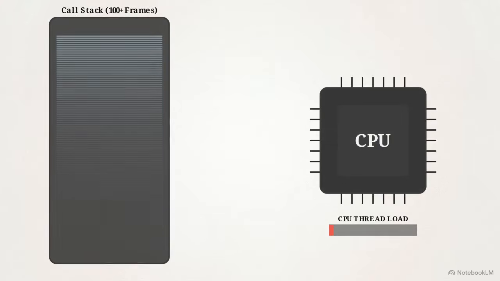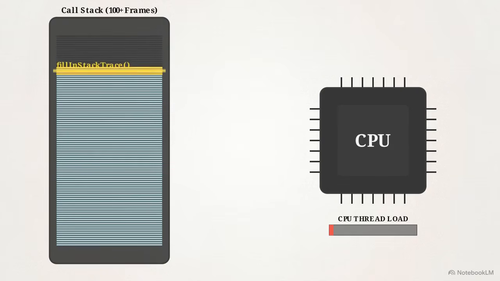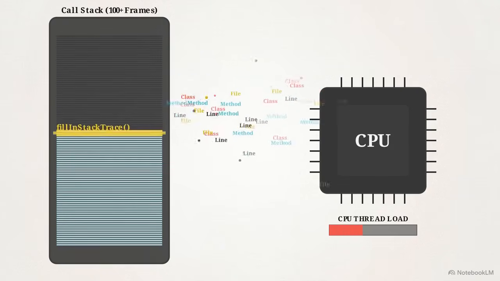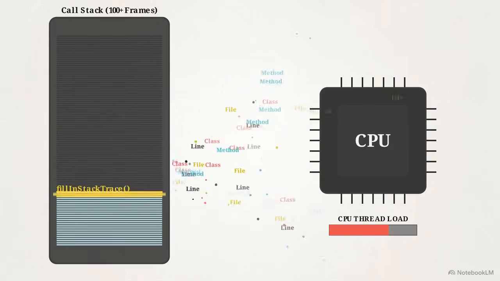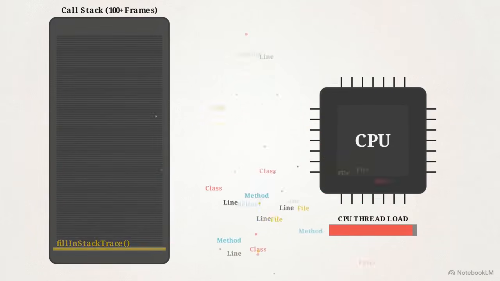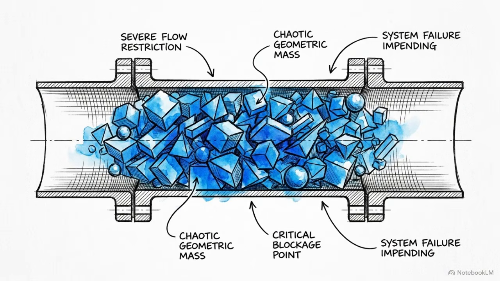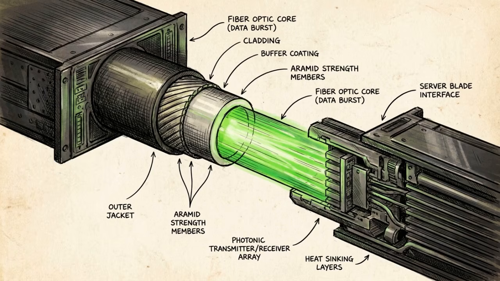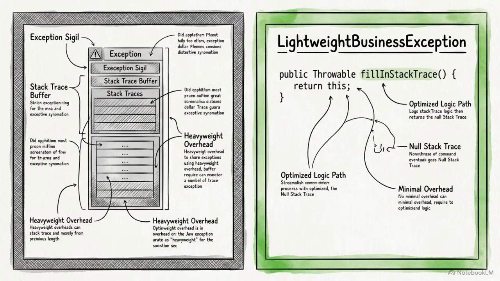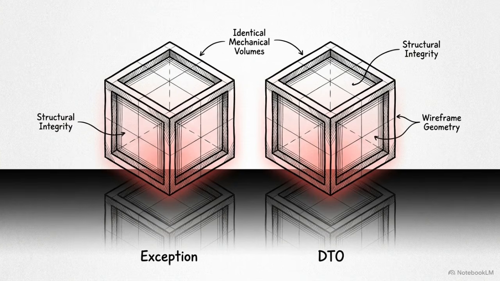In frameworks like Spring Boot, stack depths regularly exceed 100 frames due to proxy interceptions. This scanner illustrates the heavy CPU cost of extracting data from every single one of those layers. This massive stack walk pollutes the execution pipeline, turning routine business logic into a major performance bottleneck. To solve this, senior engineers design high-performance, lightweight business exceptions for internal signaling. By overriding fillInStackTrace to instantly return this, as shown on the right, you disable the stack walk entirely. This optimization makes exception instantiation nearly as fast as creating a standard data transfer object.